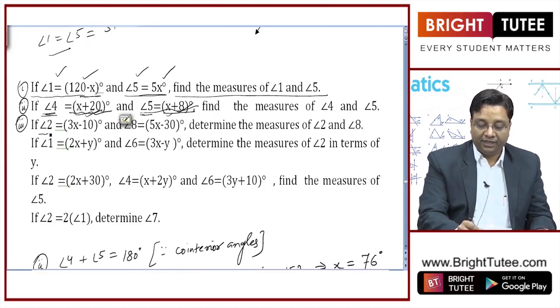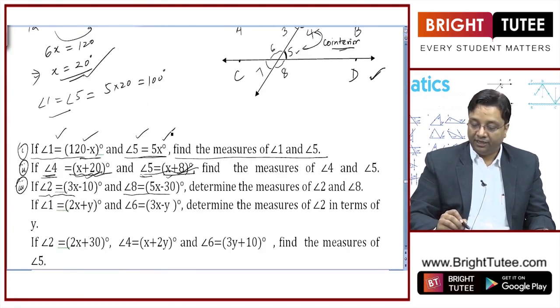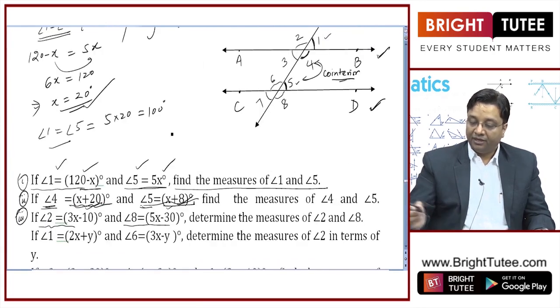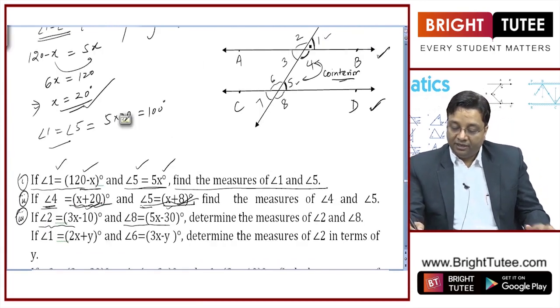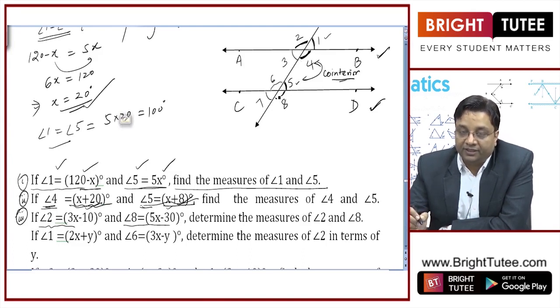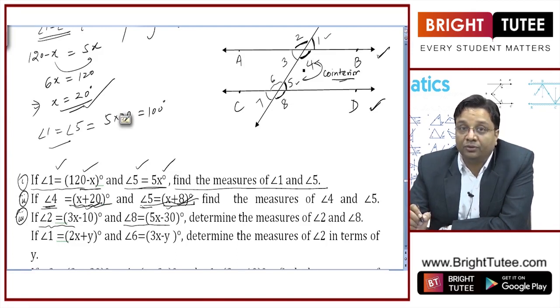Now, in the next one, we are given angle 2 and angle 8. What is the relation? Now look at this. Angle 2 is equal to angle 4. Why? Because it is vertically opposite to it. And angle 4 is equal to angle 8. Right? Why? Because it is corresponding to angle 4. So angle 2 will be equal to angle 8.